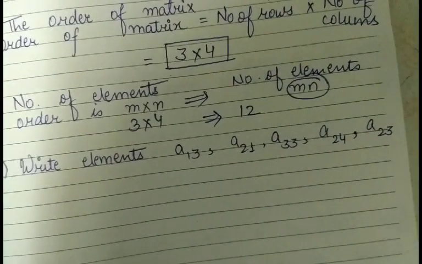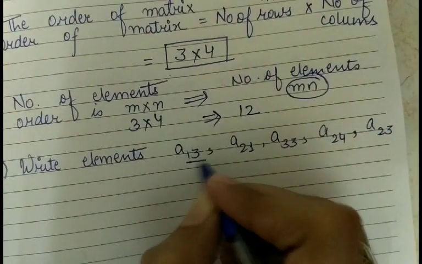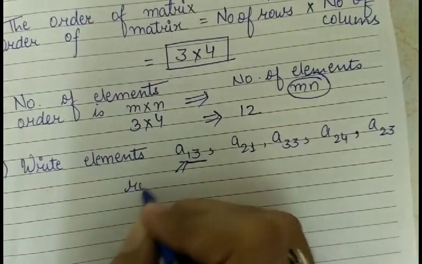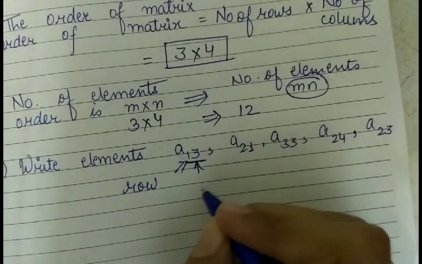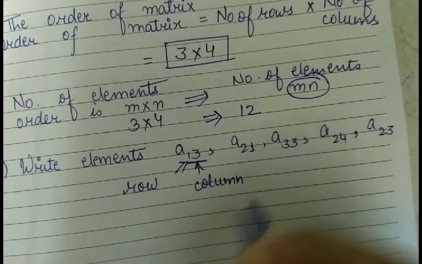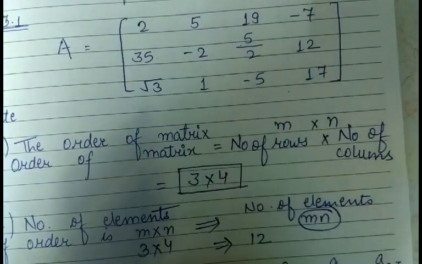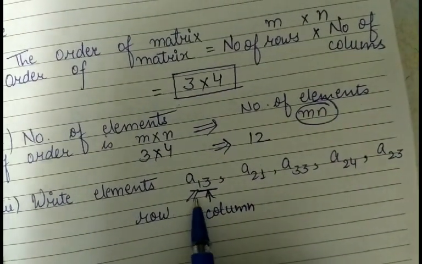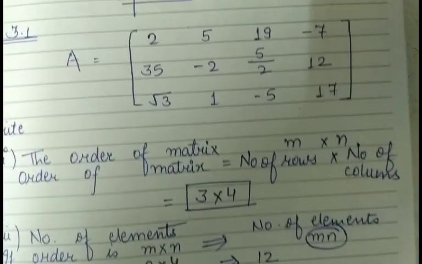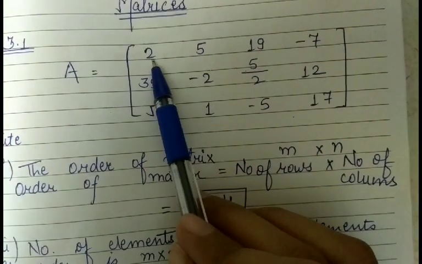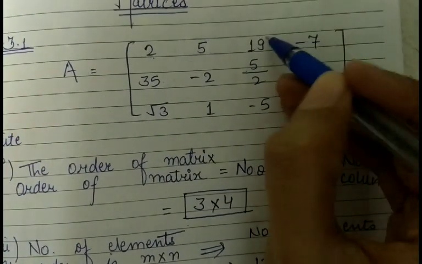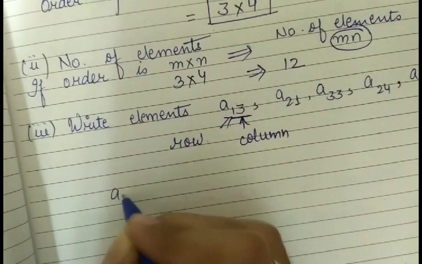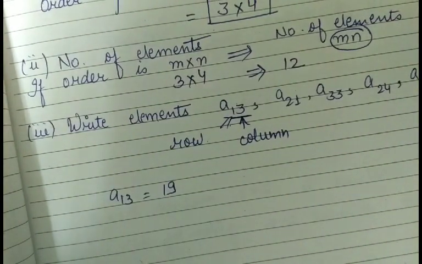Then write the element A13. Here first number denotes the number of row and second denotes the column number. Each number here is called an element. So we have to write the element of the first row and the third column. So here in the first row is this. Third column element will be 19. So our A13 element will be 19.